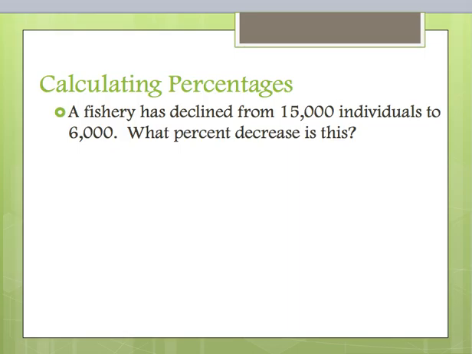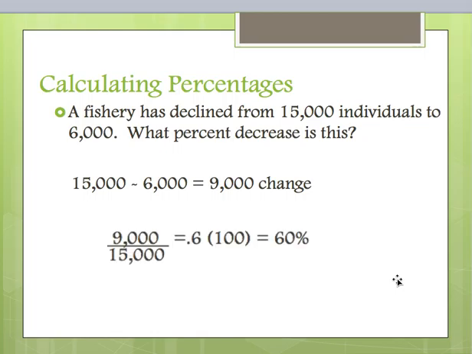For example, here's a situation. A fishery has declined from 15,000 individuals to 6,000. What % decrease is this? Okay, so this is important. What % decrease? So we want to first calculate how much that's changed. 15,000 minus 6,000 is a 9,000 fish change in the population. And again, there we go, part over whole. So that change is a 60% reduction in the population.